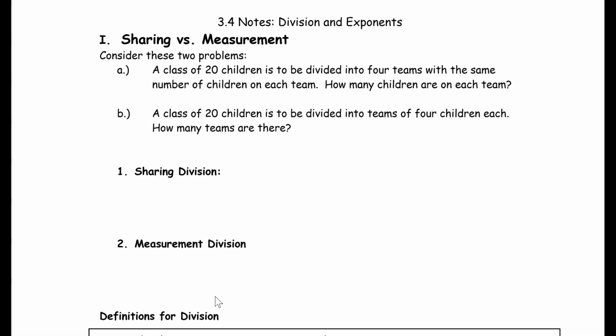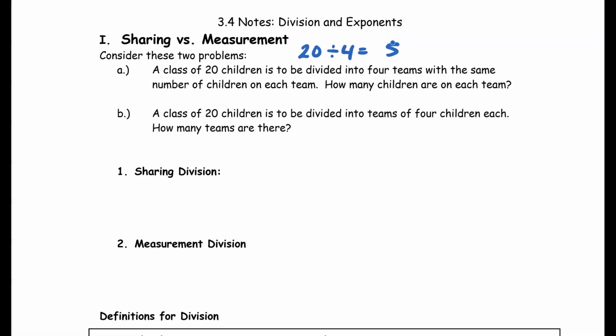So let's just start by talking about the two different ways that you could think about what division means. So we call these sharing versus measurement concepts. So consider these two problems. And both of these problems really are the same problem. In both of these we're doing 20 and we're going to divide it by 4 and get 5.